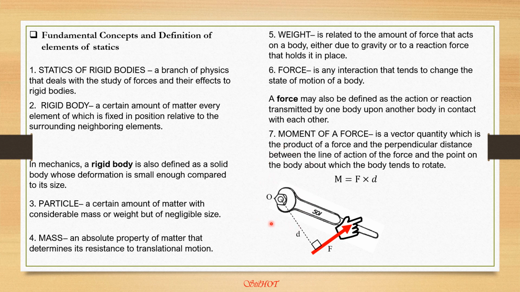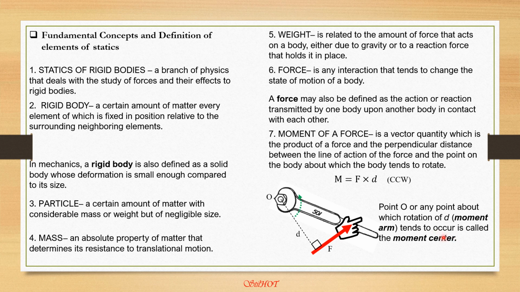If this moment arm tends to rotate counterclockwise, then the sense is counterclockwise. If it is clockwise, then it is clockwise also. So when force F is applied, this moment arm D tends to rotate counterclockwise. That's why the sense of moment is counterclockwise, and that's the positive rotation in statics, just like the measurement of angle in trigonometry, counterclockwise is positive. So point O again, or any point about which rotation of the moment arm tends to occur, is called the moment center.